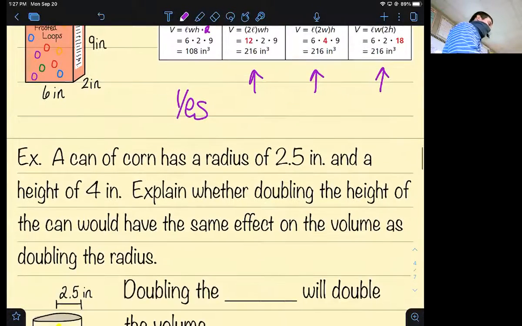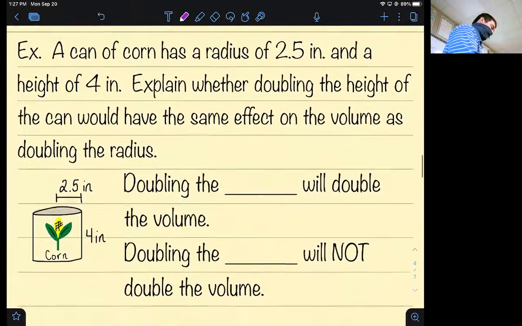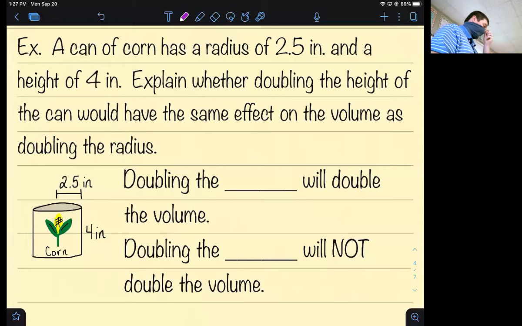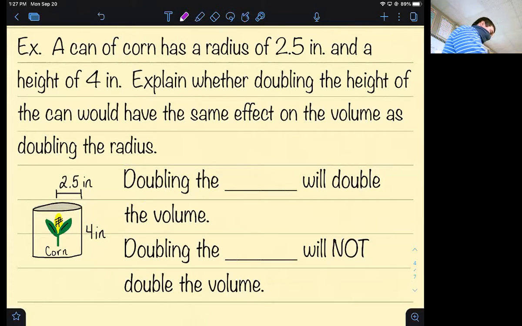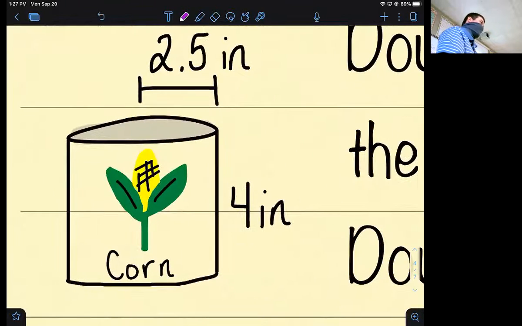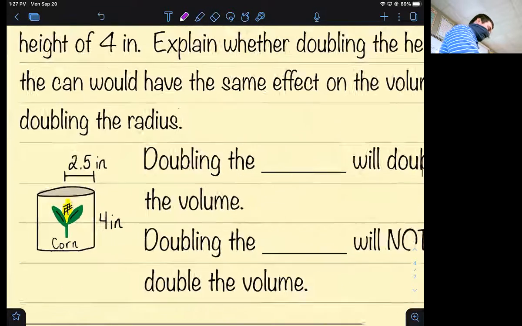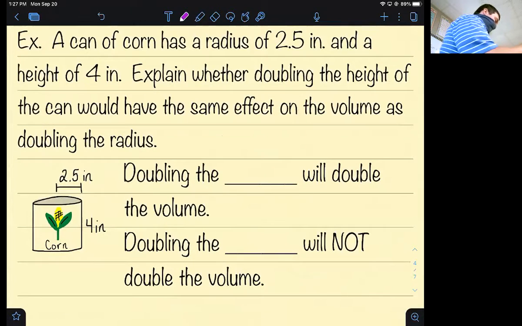This is where it can get a little interesting, though, a little dicey here. A can of corn has a radius of 2.5 inches and a height of 4 inches. Yes, I drew that can myself as well. It's really good. You can tell the texture on the leaves. You can tell it was professionally done. Got the cross hatching and everything.